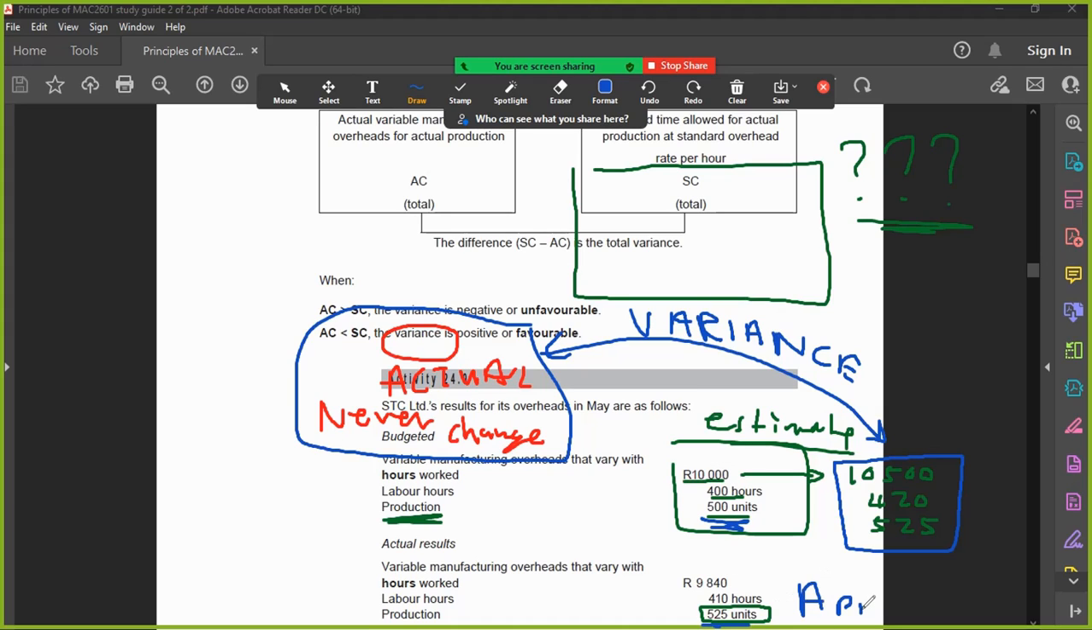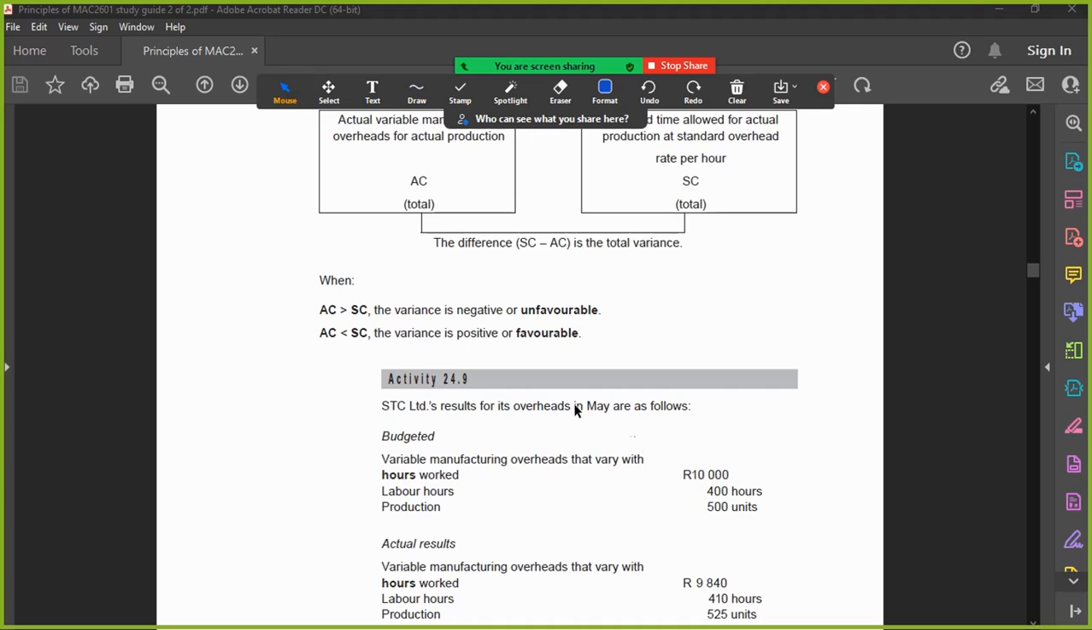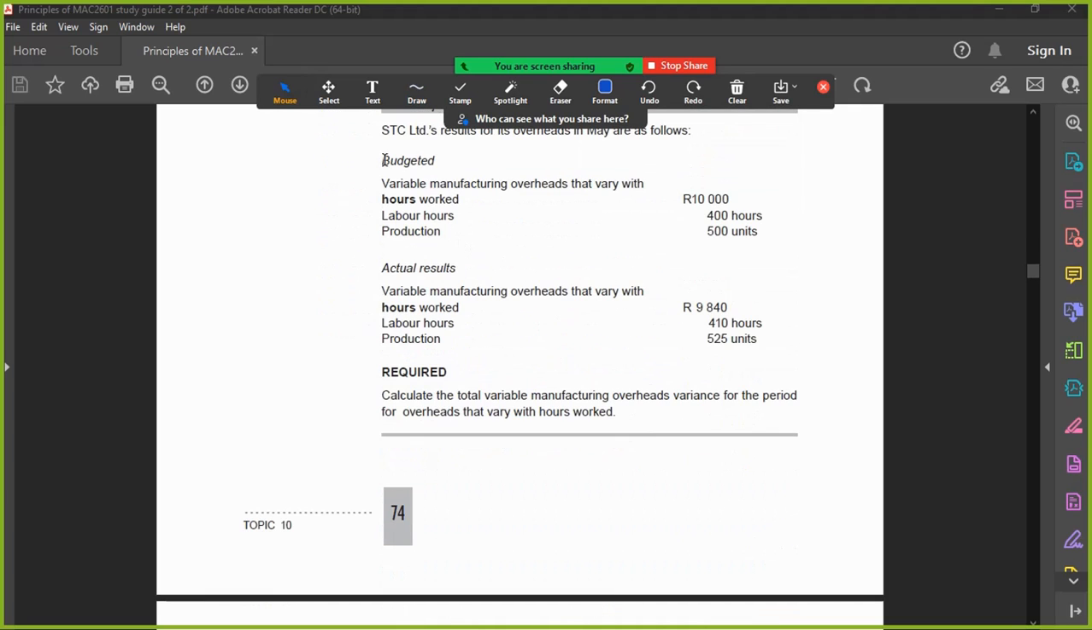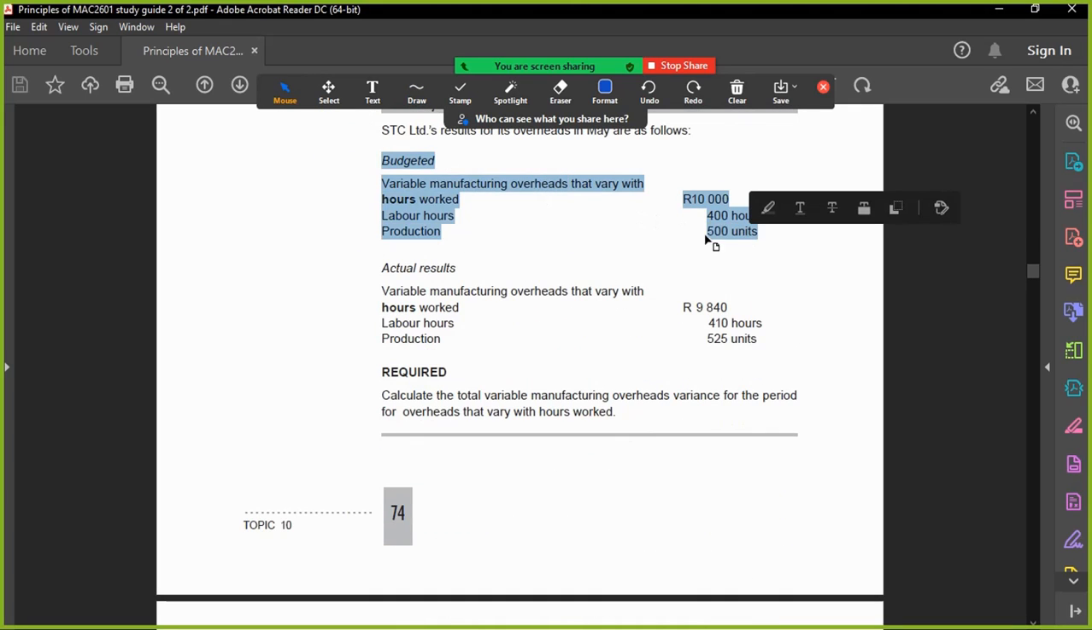This is an apple. This is an orange. We need to convert the orange into an apple. Now we can compare those two amounts together, because now you're comparing this with that, and it's based on the right number of units in terms of production. Can you see the logic? So it's important to understand that the budget can always be adapted.